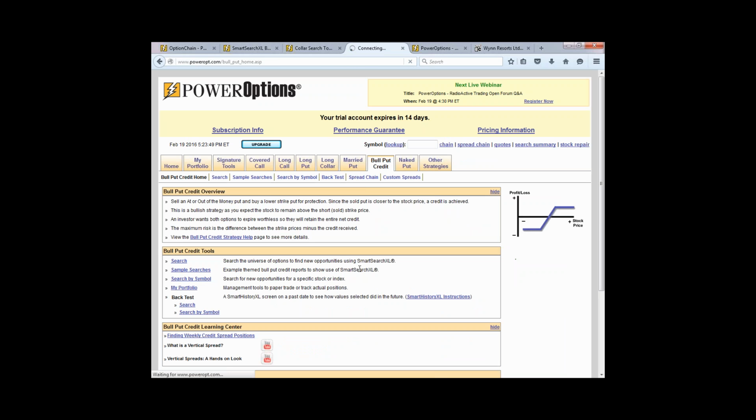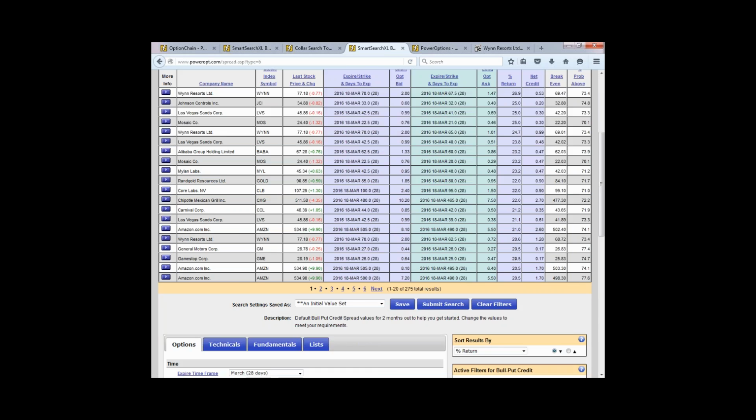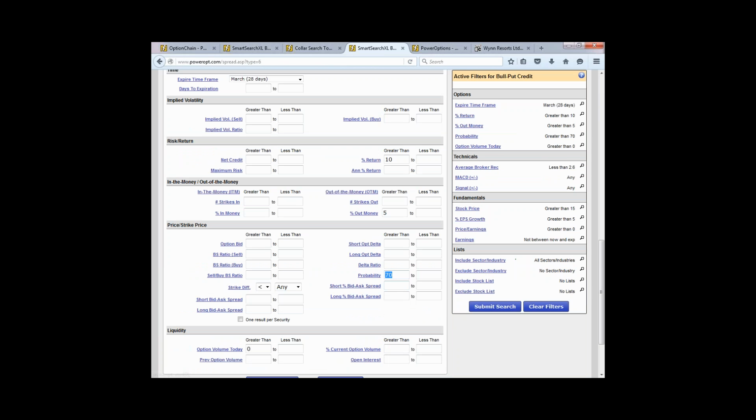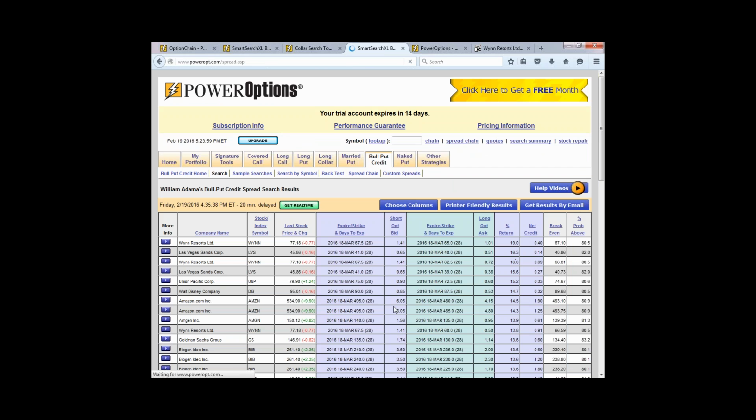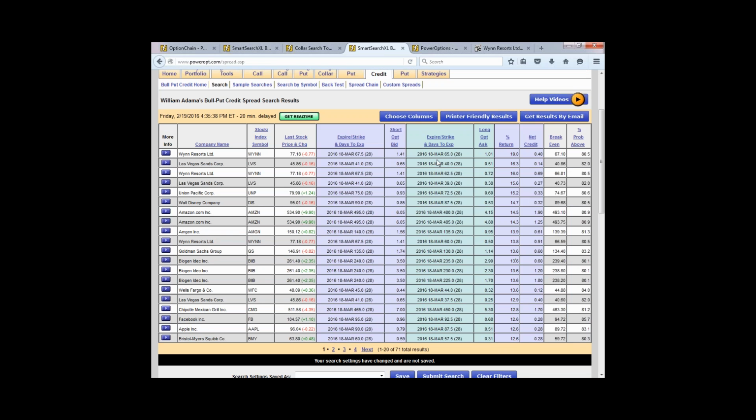Let's go back into the search here for bull put credit spreads. I'm going to increase my probability to 80%. Now, I'm looking for deep out of the money put positions, bull put credit spreads that have a high probability of expiring worthless. But that means on a 250 spread, we're making 40 cents. Here's a dollar spread, we're making 14 cents. So we're at double-digit 10, 15% potential returns. I'm sorry, 19, 16% returns. But you're making 40 cents, 14 cents, and so forth.